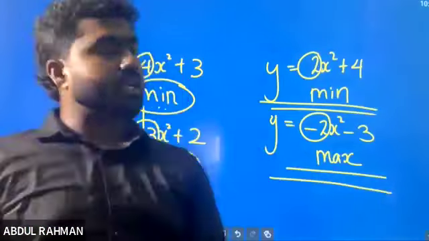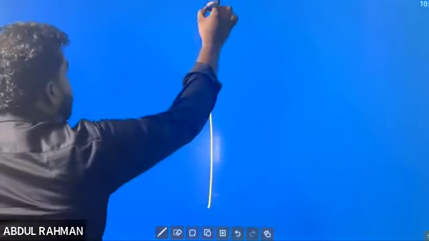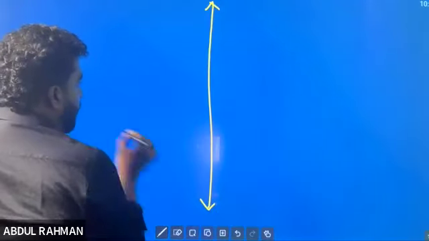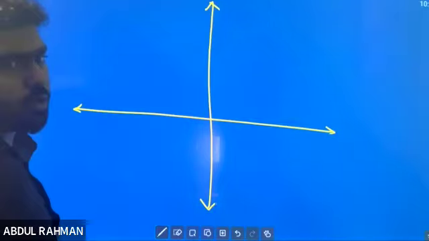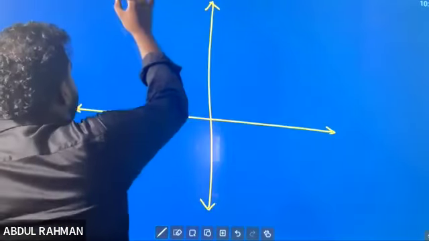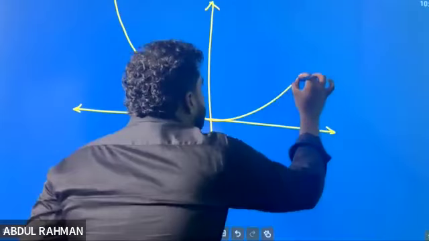Now I'm going to teach you another. Now listen to me very carefully. This is one of the mistakes that every one of you makes in the exam. I say, here I have a graph going like this.